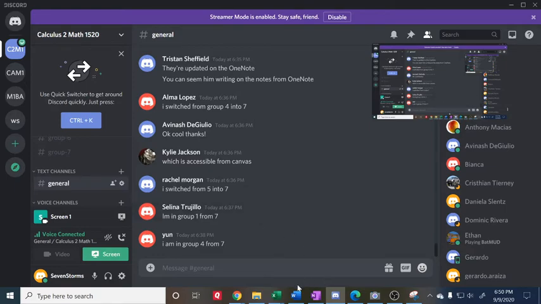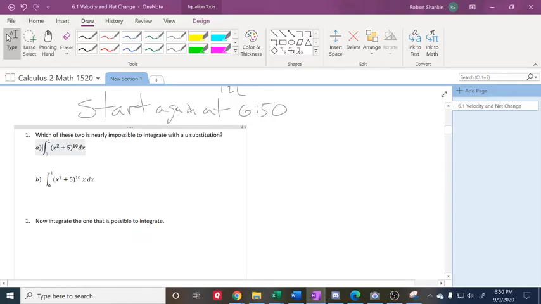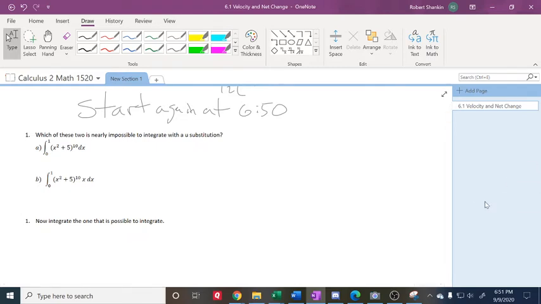Okay, welcome back. We'll start up again. There's only one more practice quiz problem that I want to go over, and I'm going to go over it very quickly here. It says, which of these two is nearly impossible to integrate with a u substitution, A or B? If you look at them, the difference is B has this extra x out here, and A does not. And so the answer is A, you can't do that.